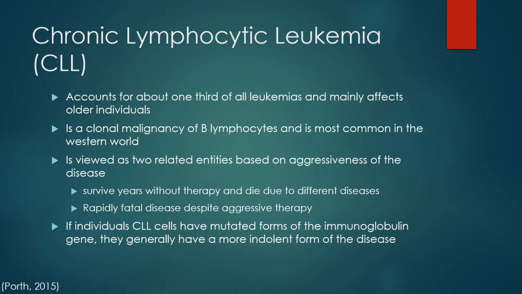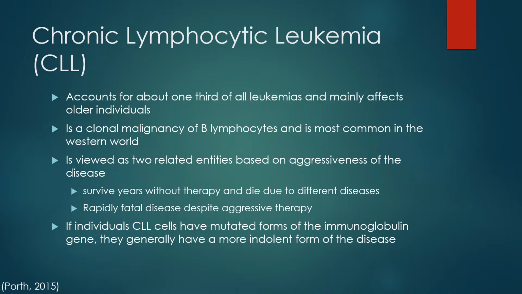So moving on to the other forms of leukemia, the next is chronic lymphatic leukemia, and that accounts for about 1/3 of all leukemias, and it mainly affects older individuals. The age at the time of diagnosis is approximately 72 years old. It's rarely seen in people younger than 40, and it is extremely rare in children. This is caused through clonal malignancy of B lymphocytes, and is more common in the Western world.